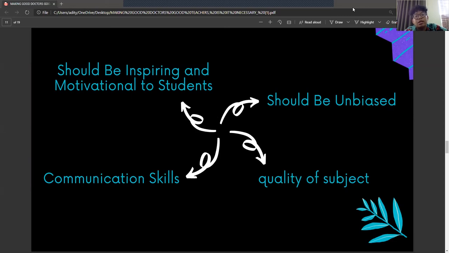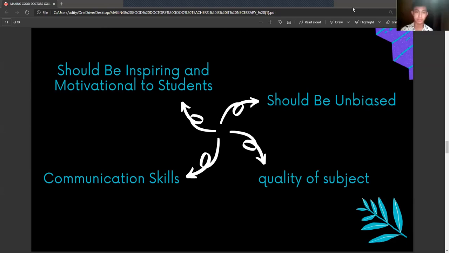The second one is, should be unbiased. A good teacher should never lean more towards one student rather than another, because this, once again, could hinder the learning process that is happening in class. Having a bias towards a particular student could damage the other students' mentality and how they perceive you as a tutor. Having a particular bias to a student is also bad because students deserve to be treated equally, regardless of their cultural background or knowledge possession.